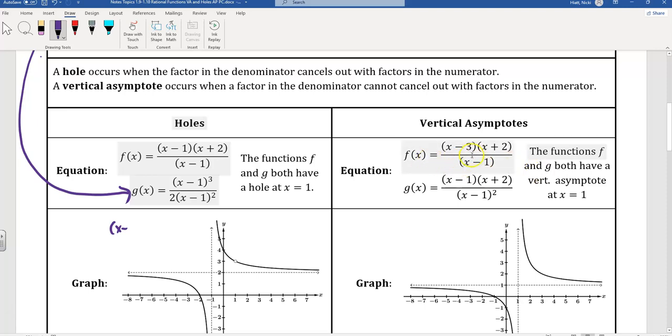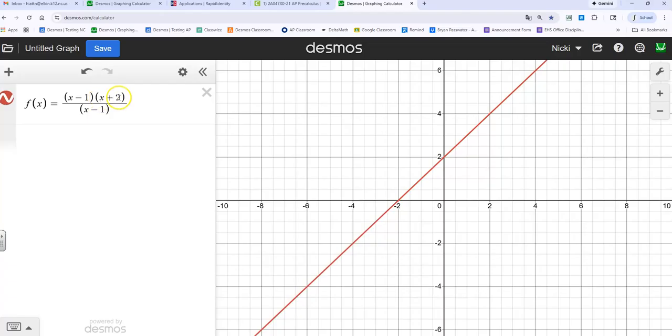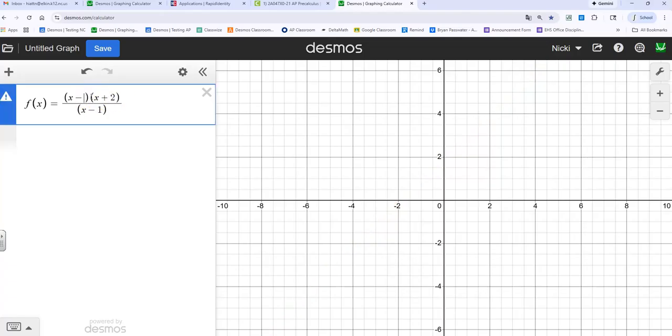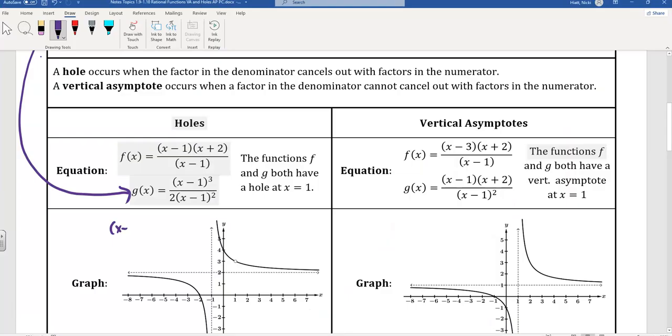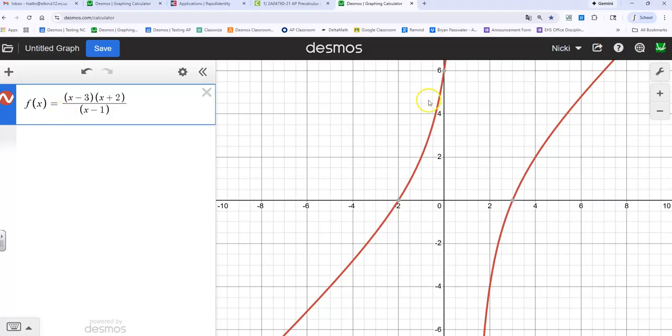So from the graph, like if I type this in, x minus 3, x plus 2 over x minus 1. If I look at this graph, it becomes pretty evident that you've got some sort of asymptote going on, right? The vertical asymptote is when you're going to see that graph kind of go like this. I think this one also has a slant asymptote as well.